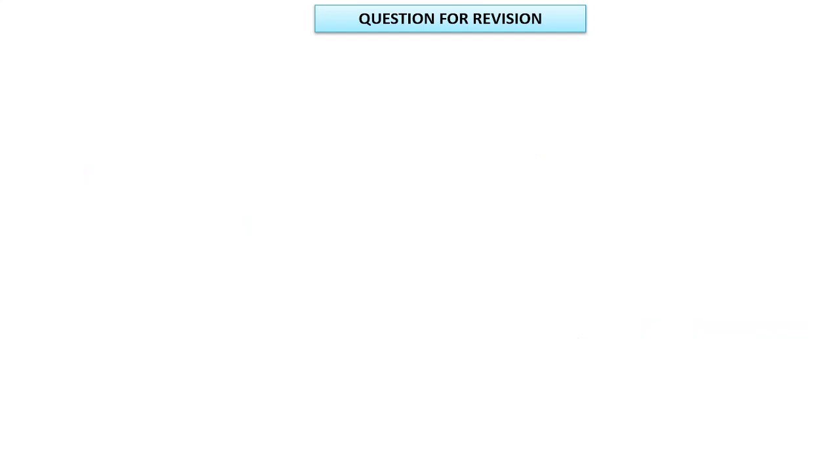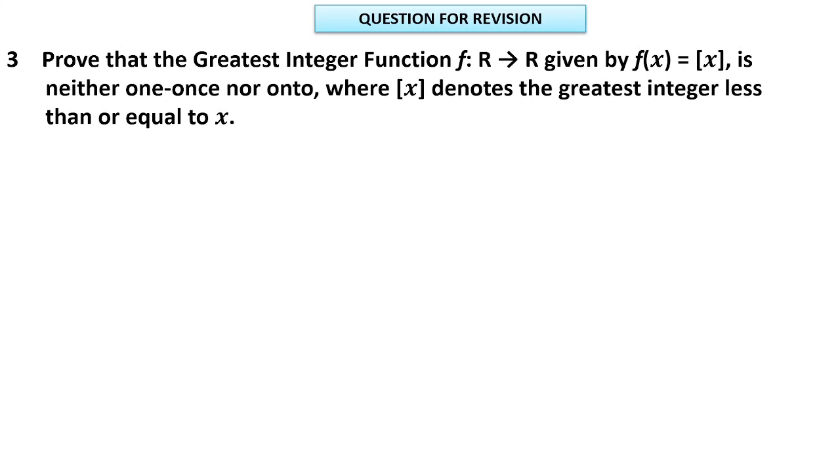Well, let us go to question number 3. Prove that the greatest integer function is neither 1, 1 nor onto. It denotes the greatest integer less than or equal to. You know this function, we have already discussed it. This greatest integer function always maps any real number to an integer less than or equal to it.